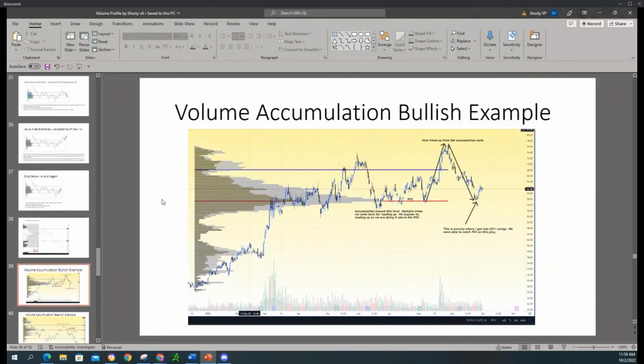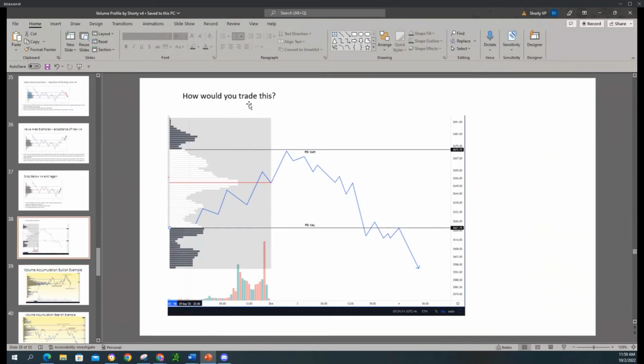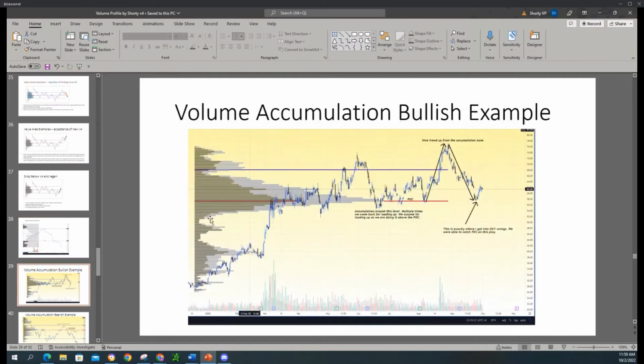So this is the drop, and I give you examples of every one of these. I give you some tricky questions here. Where would you trade it? This one is not straightforward. I want to see how you guys will go about it. And then I'll give you the volume accumulation bullish example, right? What I just mentioned is one of my favorites. Does anyone remember what this was?